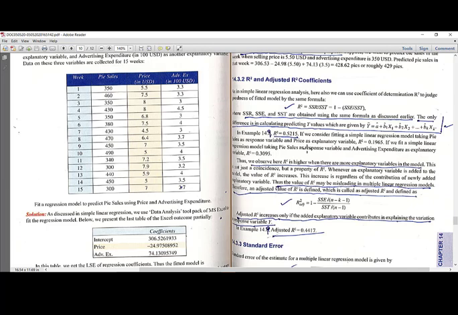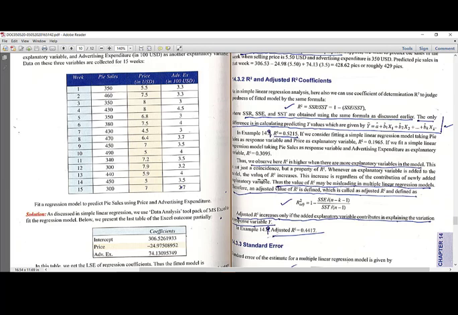But one interesting fact is, if we fit a simple linear regression model, taking pie sales as the response variable and price only as the explanatory variable, then R square we get is 0.1965. If we fit a simple linear regression model taking pie sales as the response variable and advertising expenditure as the only explanatory variable, then the R square value we get is 0.3095. What we observe here is that R square is higher when there are more explanatory variables in the model. This is not just a coincidence, but a property of R square.